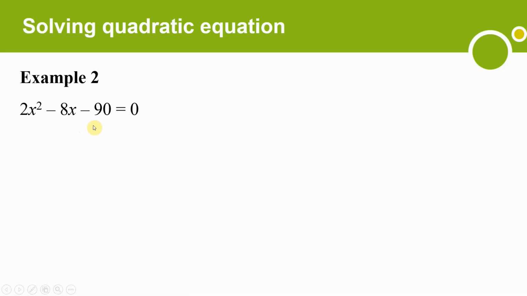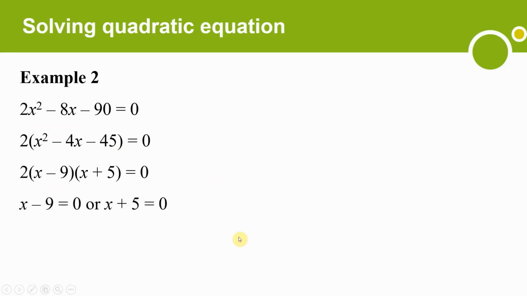Now let's look at another example here. This is another case whereby we have to carry out one round of factorization of just the number. You can see 2, 8, and 90. They are multiples of 2. So the first step, we factorize 2, and now we can see this is something that is easier to factorize. So the following steps are the same. Factorize it, equate the brackets to 0, and then we'll get two values of x, and that's the answer.